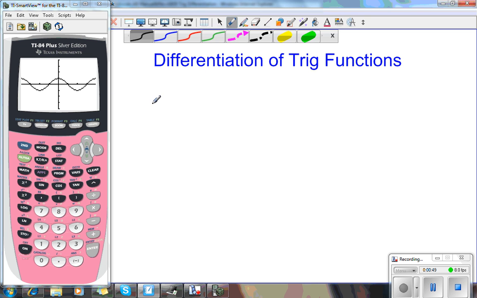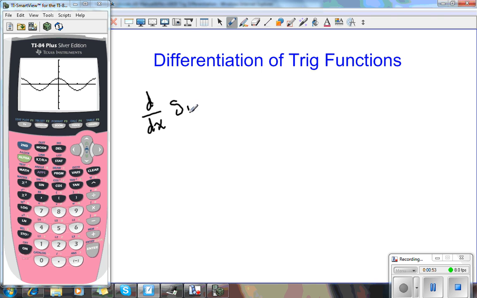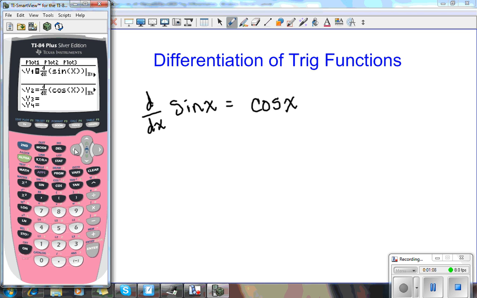But remember we talked about how the derivative of sine x, and hopefully you recognize this curve, is actually the cosine curve. So the derivative of sine is cosine. So what I want to do now is take a look at the derivative of cosine.